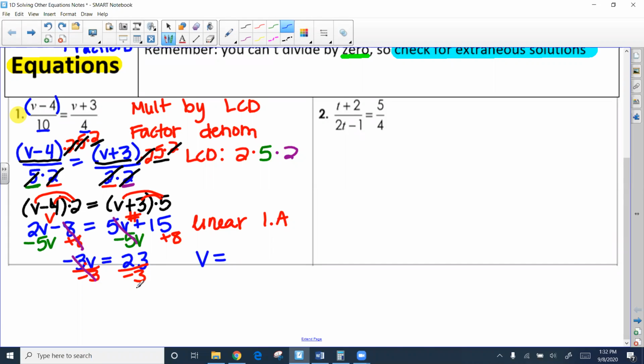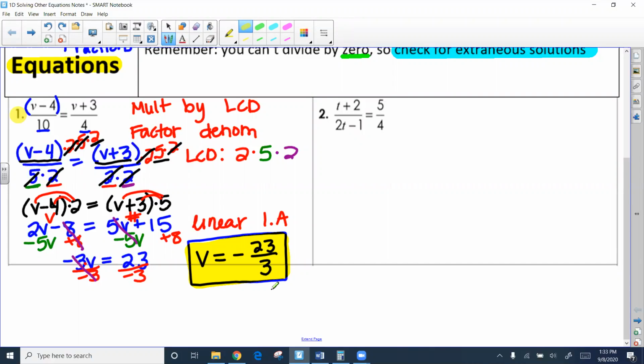So I have a positive divided by a negative. This doesn't divide evenly, so I am going to leave it as a fraction, but paying attention to our signs, I know a positive divided by a negative is negative. So usually we'd write the negative in front of the fraction like this. So v equals negative 23 over 3. Okay, so there is our solution for number 1. V equals negative 23 over 3.